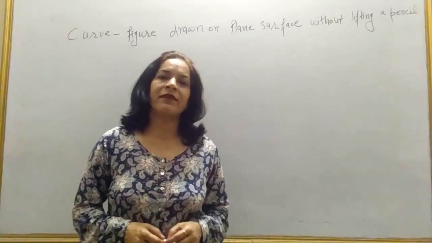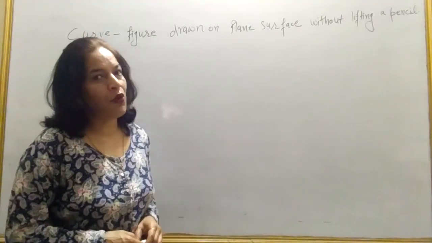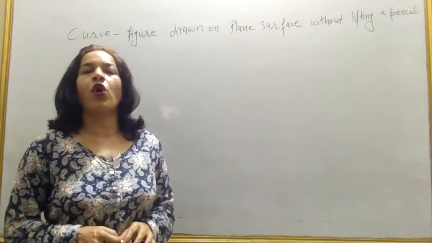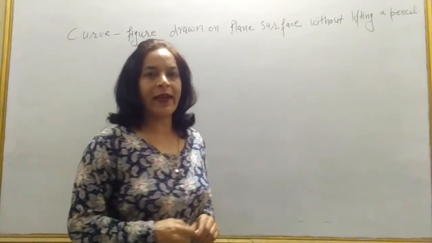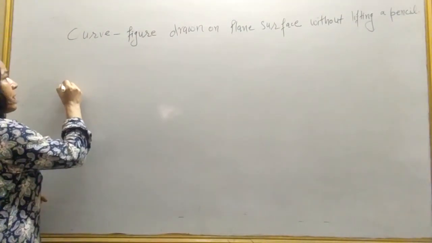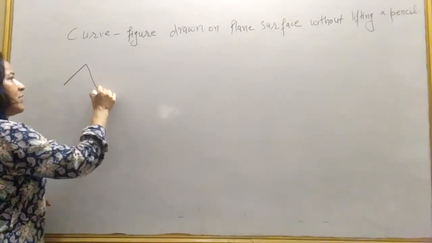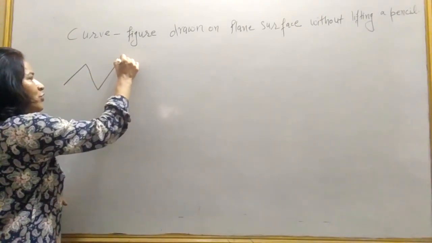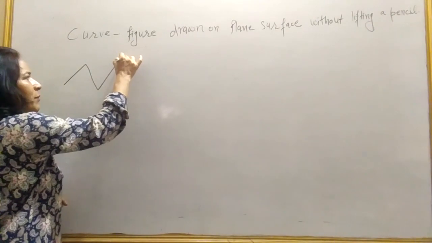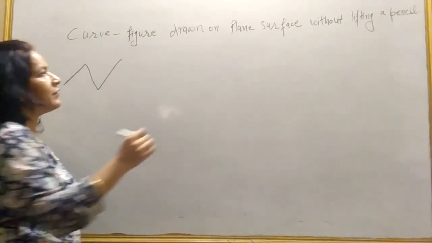What is curve? A figure drawn on a plane surface without lifting a pencil is called a curve. For example, I draw here, I start from here, join this point, again this and here. I join different points without lifting a pencil. So it is a curve.